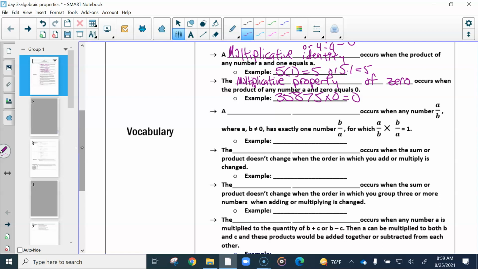The next one is multiplicative inverse. I'm not sure which one that is. Anyone recognize that as their ringtone? Just make sure it's on silent.